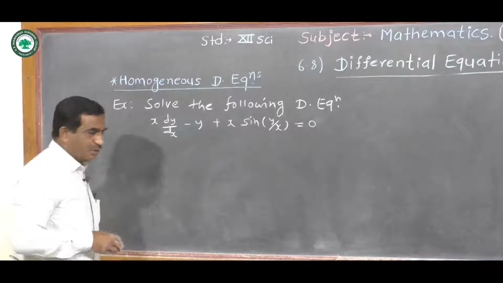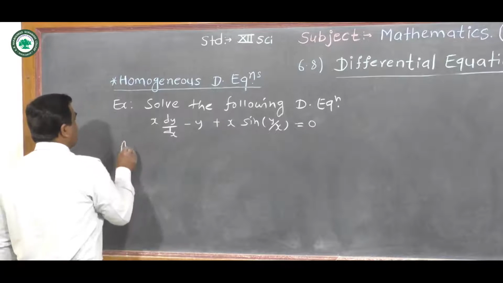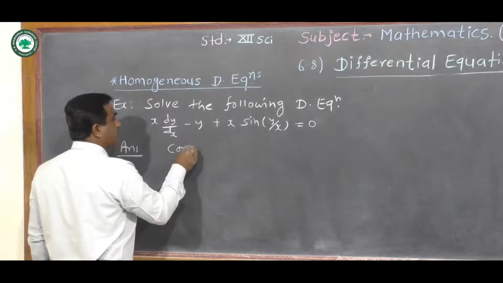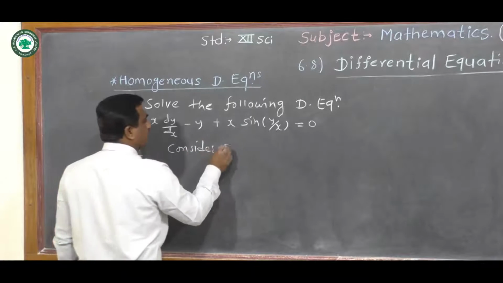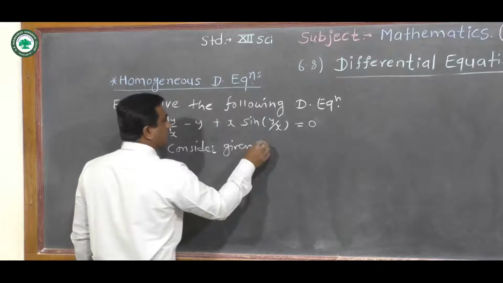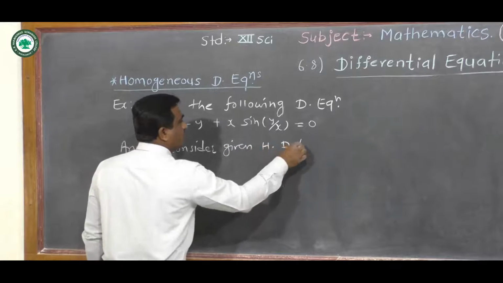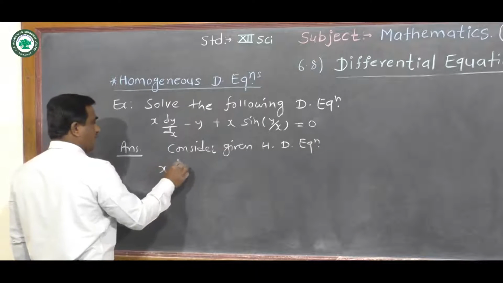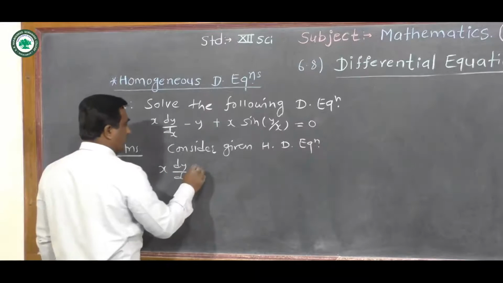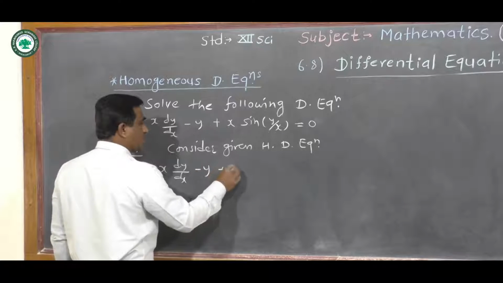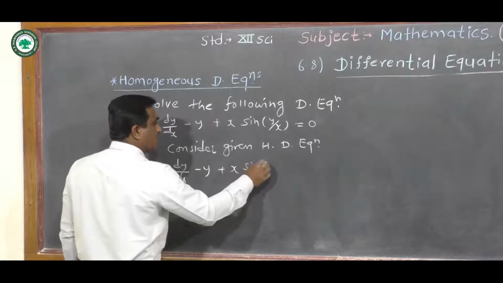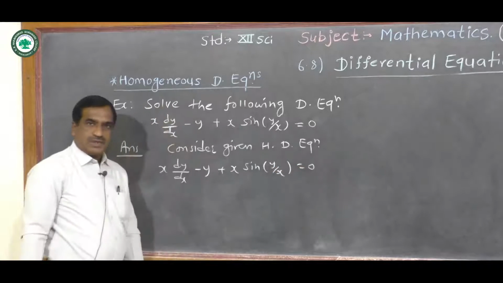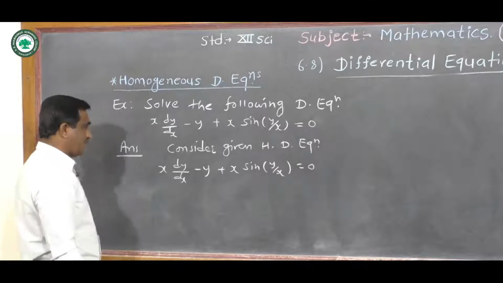Okay, now we see the answer for this example. Consider the given homogeneous differential equation, that is x dy/dx − y + x sin(y/x) = 0. Now first we find the value of dy/dx here.